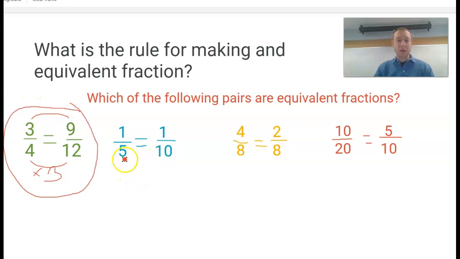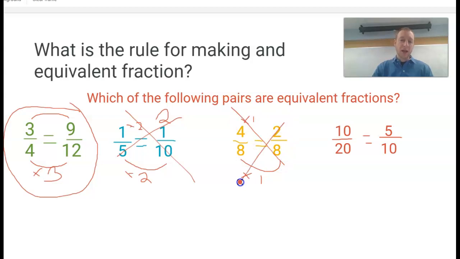Let's look again. How do we get from 5 to 10? Well, 5 times 2 is 10. Is 1 times 2 1? Nope. So this would have been equivalent if this was a 2, right? But it's not. So this one's not equivalent. How about this one? How do we go from 8 to 8? Well, we didn't do anything, right? Really, we just multiplied by 1. 8 times 1 is 8. So same thing to the top. 4 times 1 is 4, but this says 2. So this is also not equivalent, right?